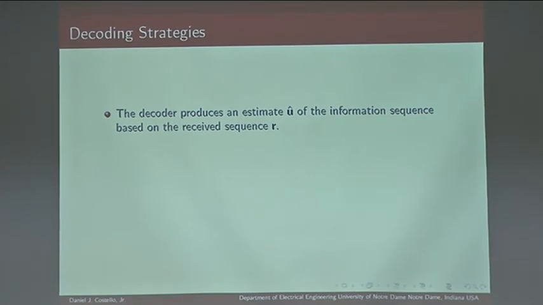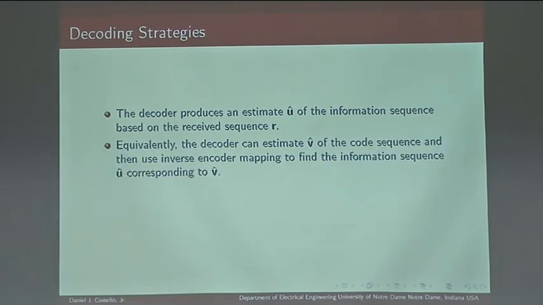The decoder wants to produce an estimate of the information sequence based on the receive sequence. I think we said that already. You can do that as well by trying to estimate the code word.